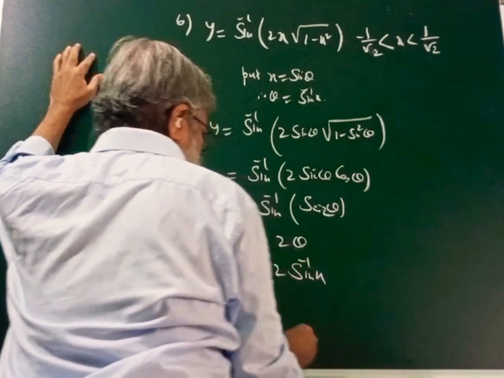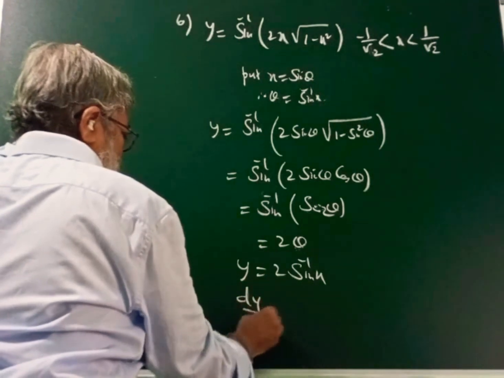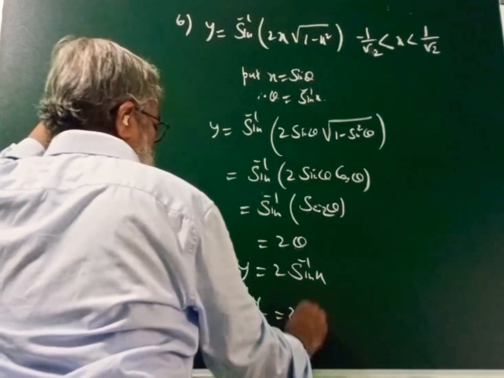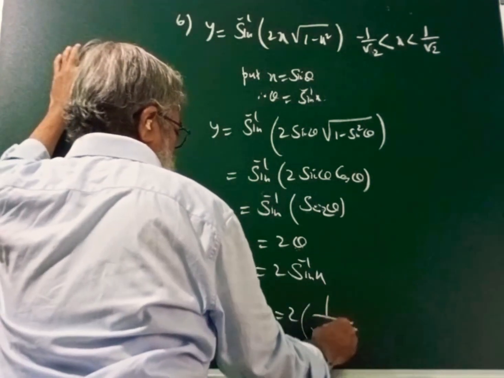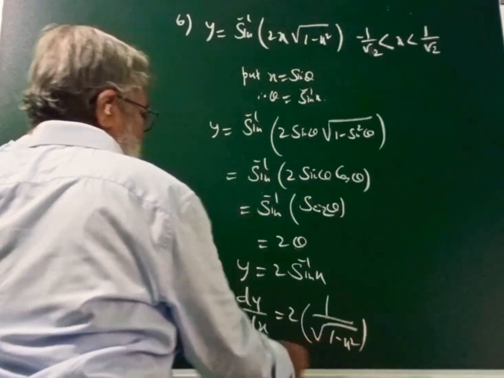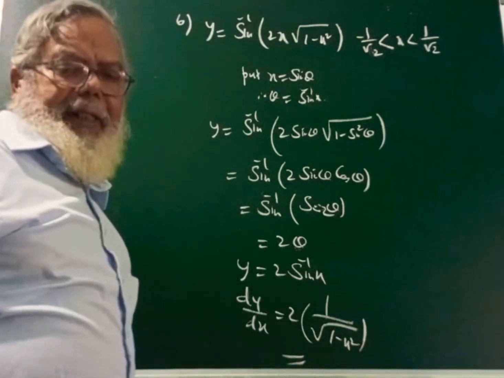x. Now we can differentiate. dy by dx is equal to 2 into 1 by under root 1 minus x square is the value of the dy by dx.